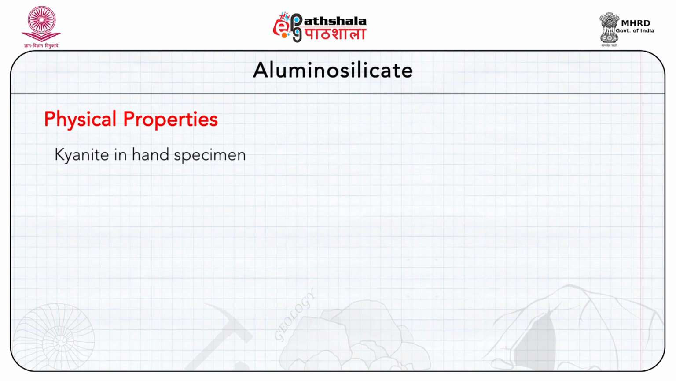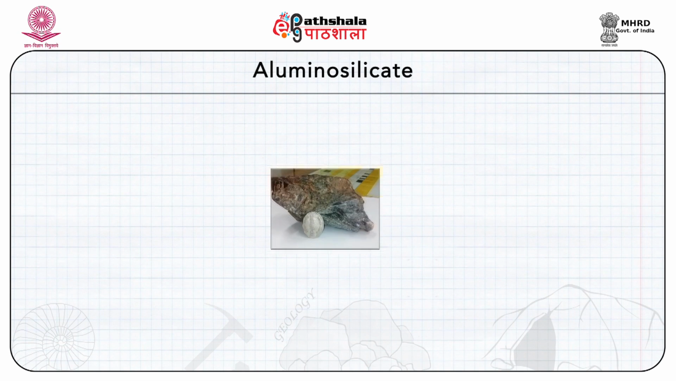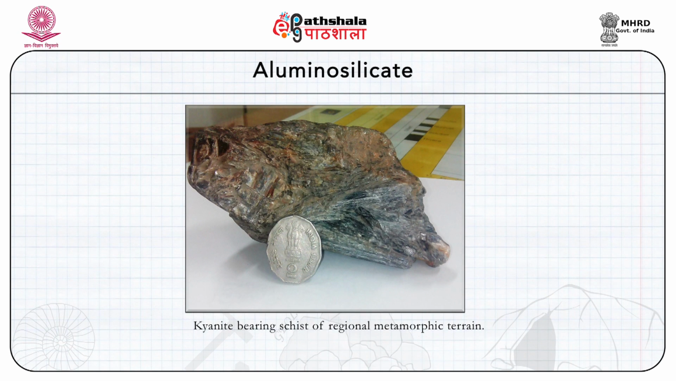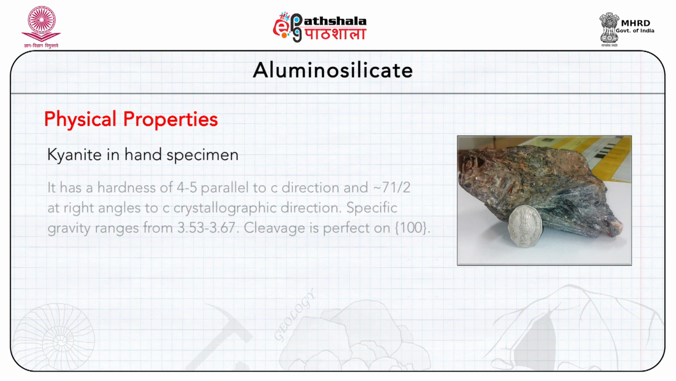It commonly forms columnar or bladed elongate crystals. It has a patchy blue, gray or white and rarely light green color, vitreous to pearly in luster, and gives a white streak. It has a hardness of 4 to 5 parallel to the C direction and 7.5 at right angle to the C crystallographic direction.